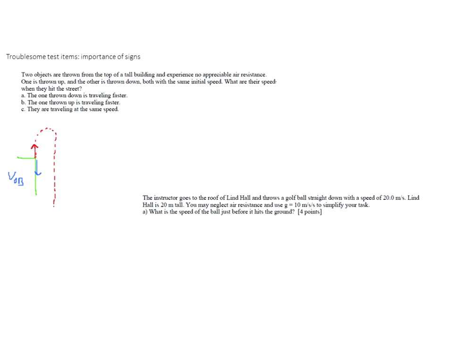So this is V0 blue. And this is V0 red. So V0 red, when it gets to the top of the motion, V top red is going to equal 0 for a ball that's thrown straight up.